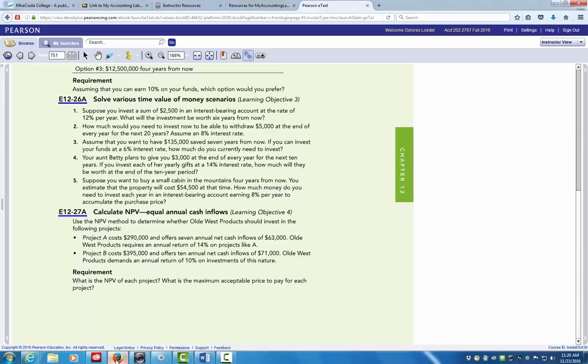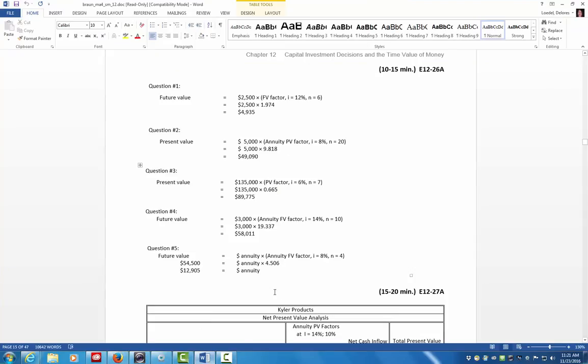Right, then the very last question. You would like to buy a small cabin in the mountains 4 years from now. It's going to be $54,500. And how much money would you need to invest each year? If you're lucky enough to find a home for $54,500 and you're getting an 8% return, how much do you need to invest each year in order to have that amount in the future? I think we're on number 5 now.